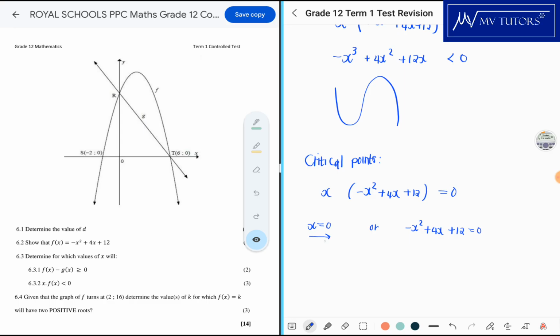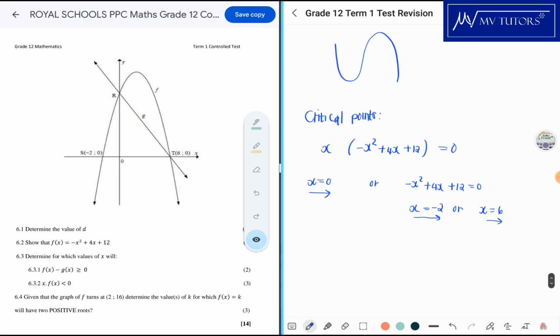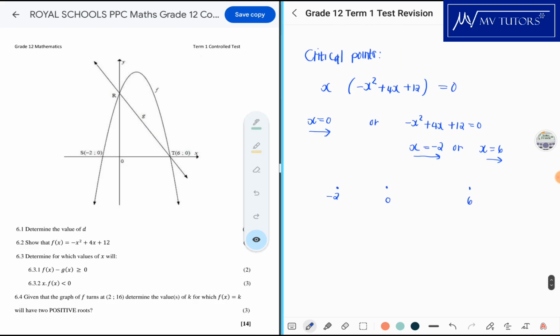So there we have one critical point, which is 0. Here we already have our critical points, which is x is equal to -2 or x is equal to 6. Those are our x-intercepts. So we have our critical points: -2, then 0, then 6. What we're going to do now is take the numbers before and after the critical points. So with -2, we get -3 and -1. With 0, we get -1 and 1. And with 6, we get 5 and 7.